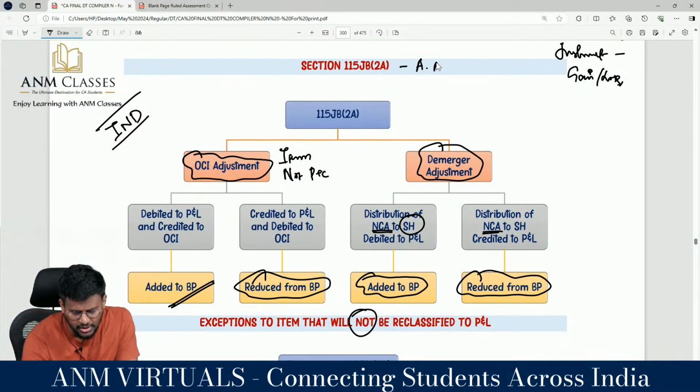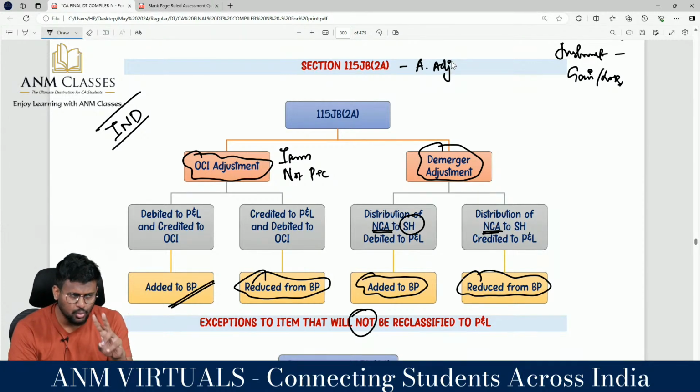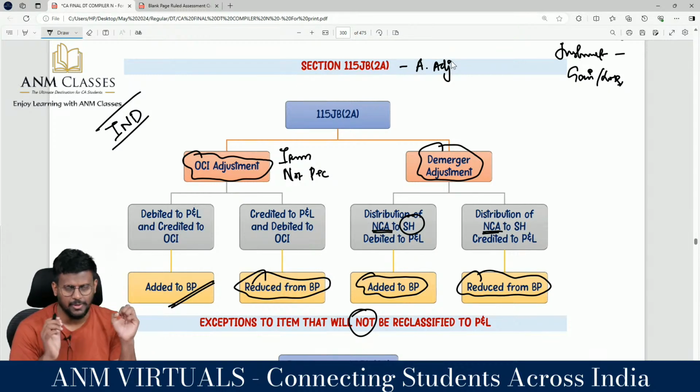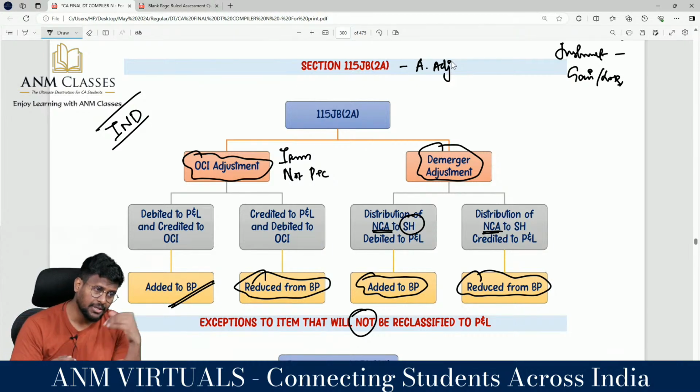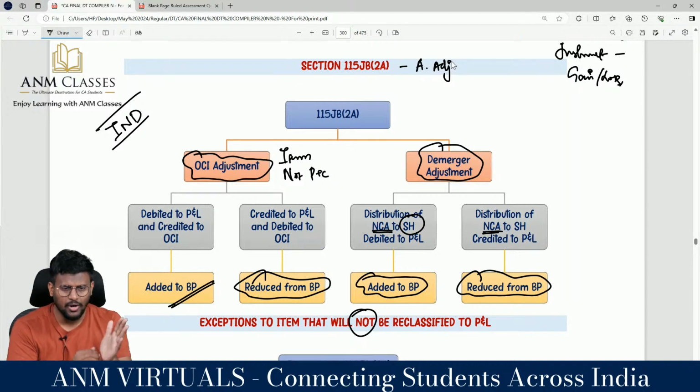What 115 JB subsection 2A annual adjustment is saying is that we have 2 types of adjustment, OCI adjustment and demerger adjustment. For OCI adjustment, you have to classify into 2 categories: items that will be reclassified to P&L and items not reclassified to P&L. Items that will be reclassified to P&L, ignore it. Items not to be reclassified to P&L, tax it. In that, 2 possibilities are there. You have debited the P&L account and credited the OCI account. Then, my dear lovable students, since you have debited the P&L account, you should add back. Whereas you would have credited the P&L account by debiting the OCI account. Because of crediting the P&L account, profit would have increased, so you have to reduce it.